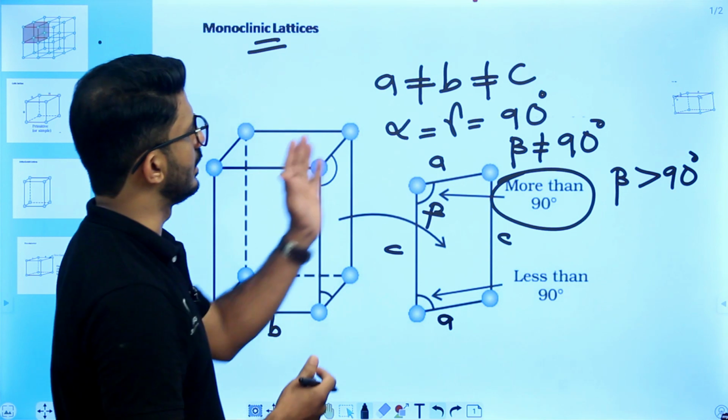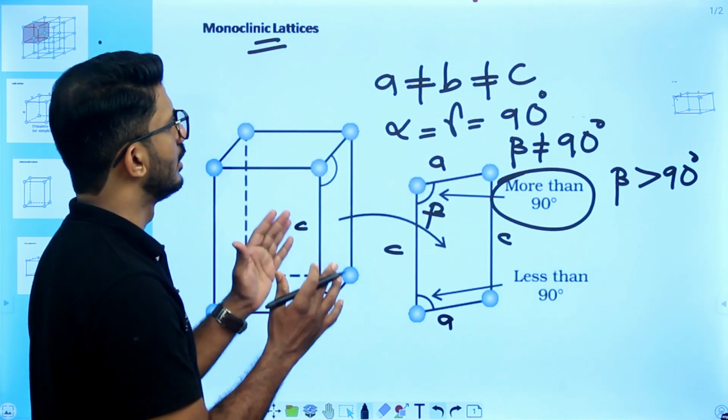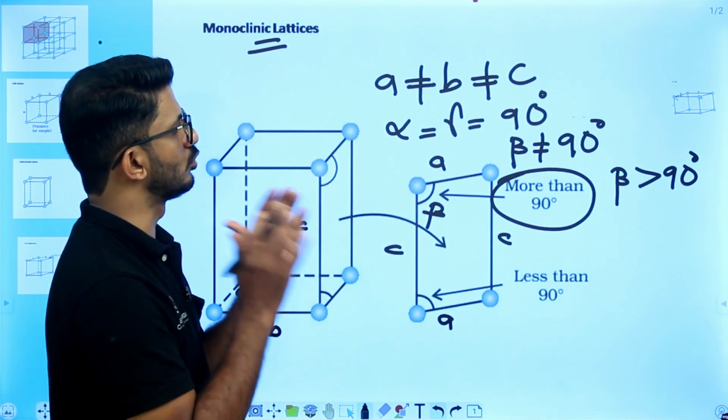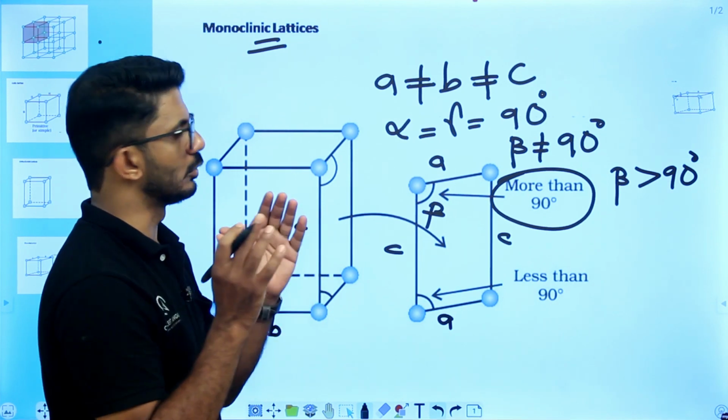Beta is greater than 90. All other angles are 90 degree. So A not equal to B not equal to C.